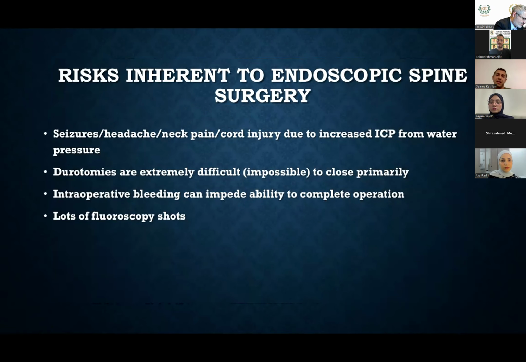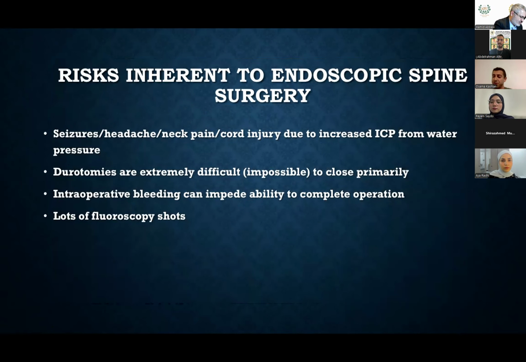There are risks inherent to endoscopic spine surgery. Obviously, we don't have much time to go over all of them, but the one that people talk about a lot is, I hate doing endoscopy because I have to wear lead. There's a million x-rays that I have to take. And honestly, after you get comfortable with it, you take a lot less fluoroscopy shots. But another option that you could do is just use navigation.